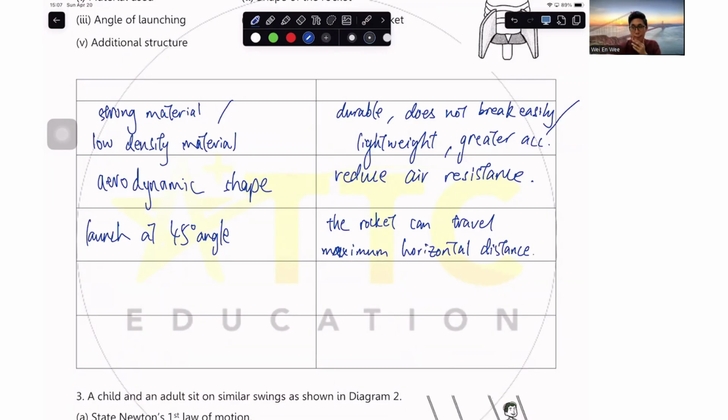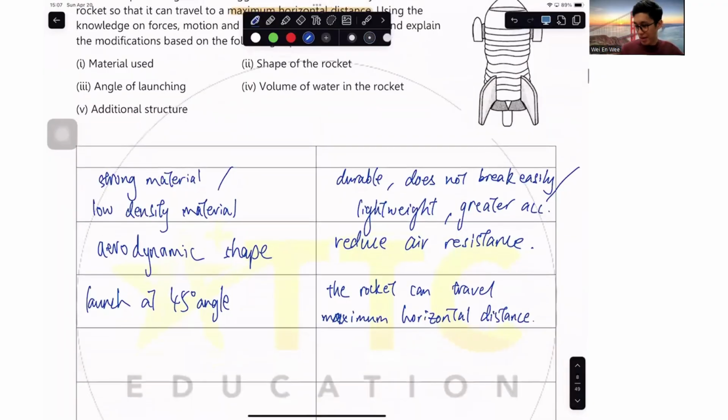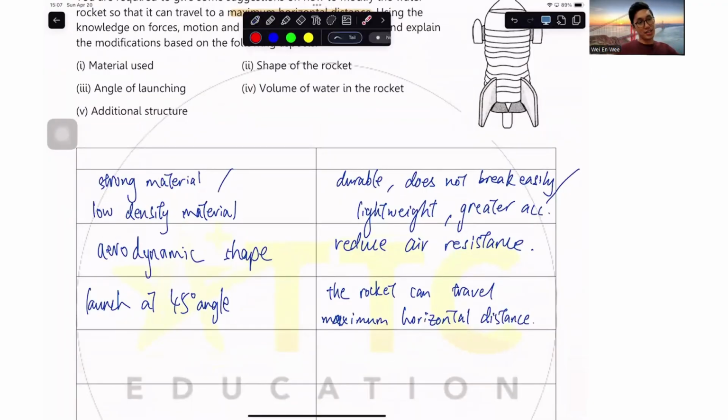Okay, next one. Volume of water in the rocket. How much water should I put in the rocket? How much of the bottle should I fill up with water? How much? Try to guess.